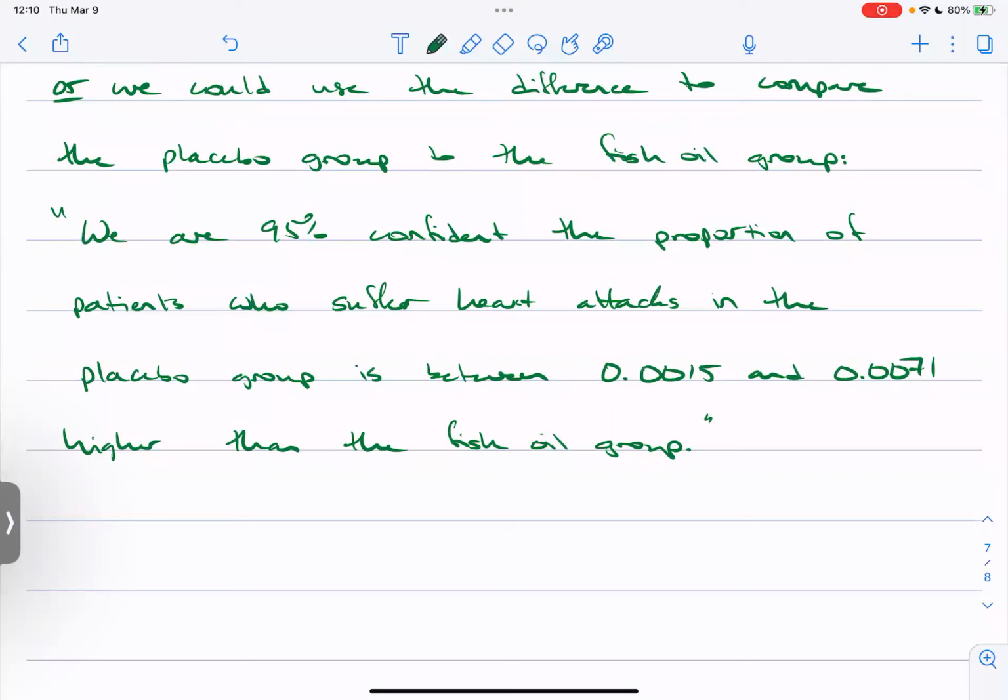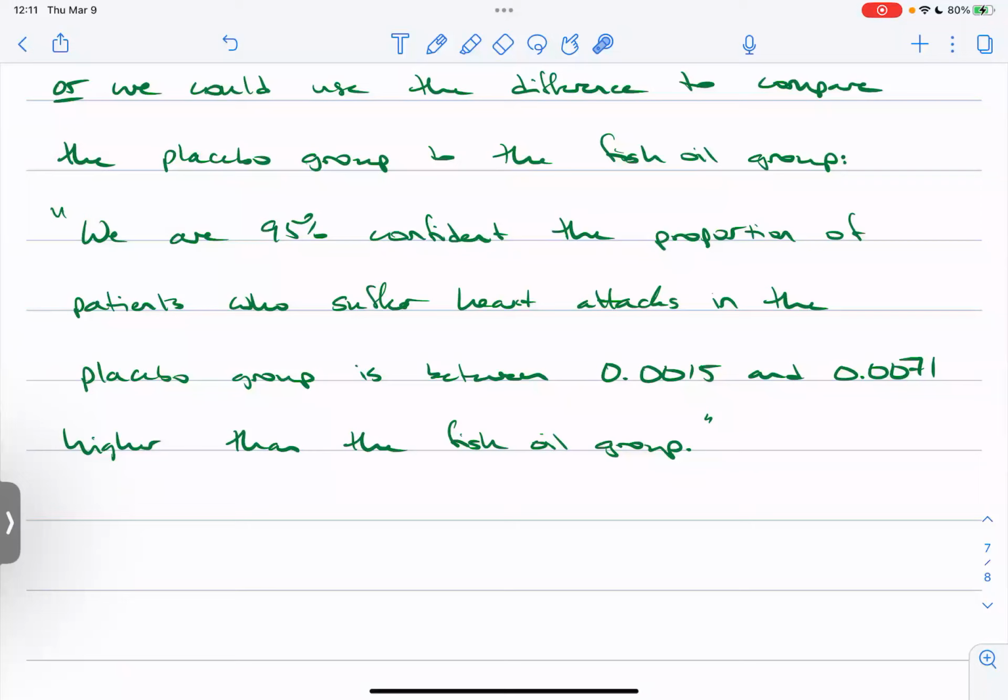I did change a couple of things. Instead of saying we're 95% confident that the interval from 0.0015 and 0.0071 captures the proportion of patients who suffer heart attacks in the placebo group, I kind of reworded it a little bit. This requires a level of comfort with what these numbers mean. So it's not something I'm expecting, but if you want to take it to that next level, you can. And in the end, I think that reading this makes more sense than talking about the difference. So this group was higher than the other group, or less than the other group if you prefer that way.